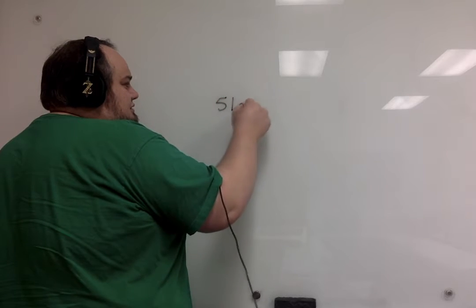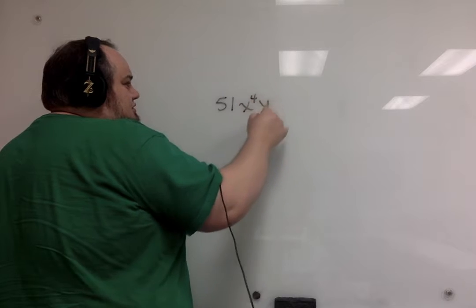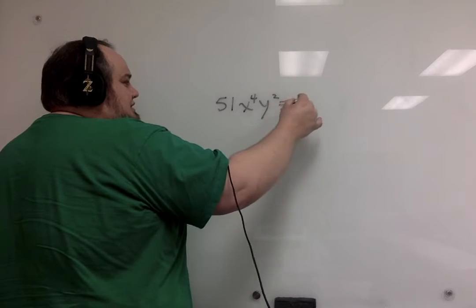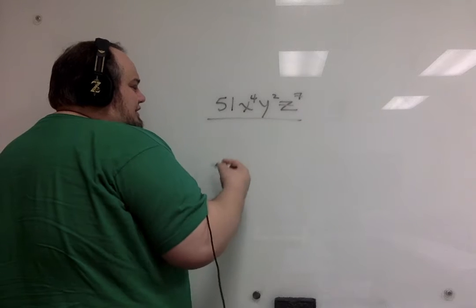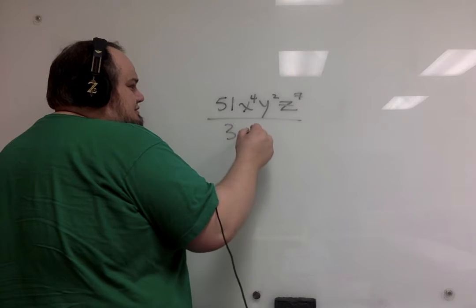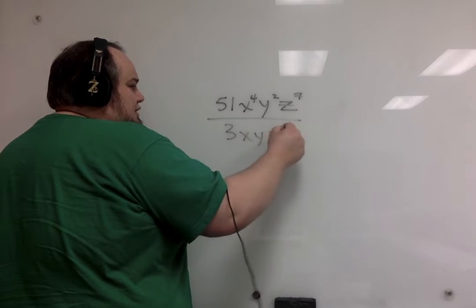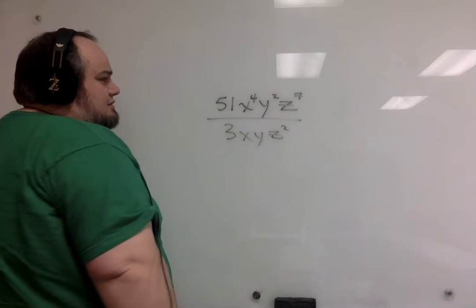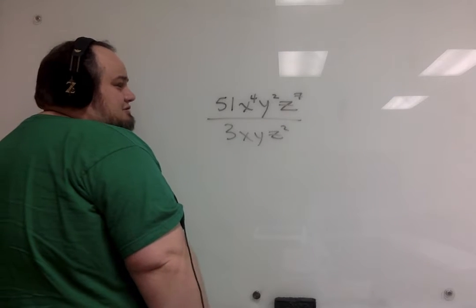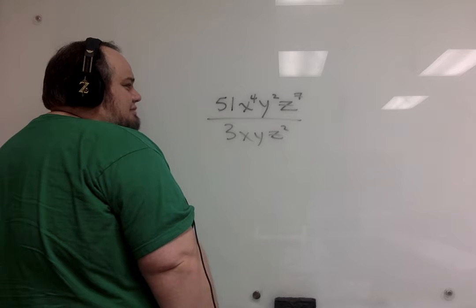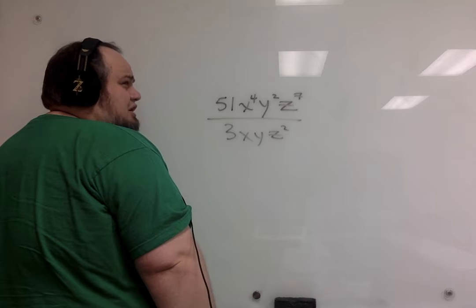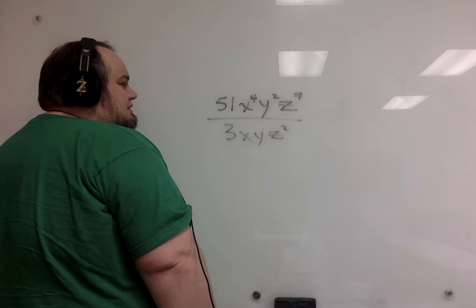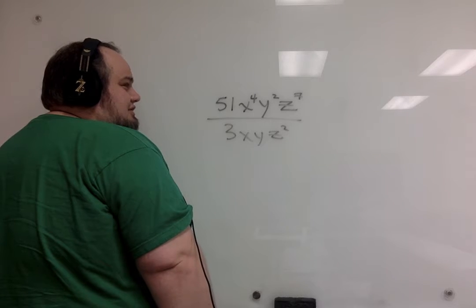51x to the 4th, y squared, z to the 7th, and we're dividing by 3x, y, z squared. Now, when you're dividing, this is both just monomials. There's only one term at the top. There's no plus or minus signs. So when you're dividing this, you just divide each part, and you're basically canceling the things that can cancel. So you look at this as just a fraction, and you cancel stuff.